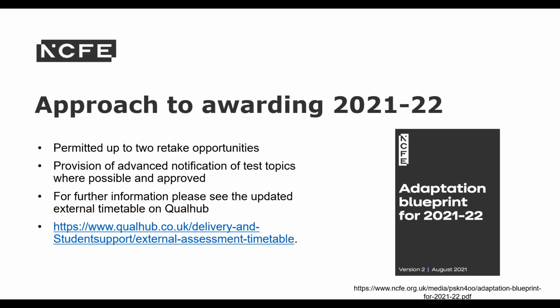Where possible, we have now implemented further adaptations and included an additional assessment opportunity to support learners. So in the 2021 to 2022 academic year, learners will be permitted up to 2 retake opportunities for the external assessment for all the technical awards. So they will have an external assessment opportunity in each exam series. So that is in autumn, which is November, spring, which is in March, and then the additional window in the summer. And this date will be confirmed in the external assessment timetable.